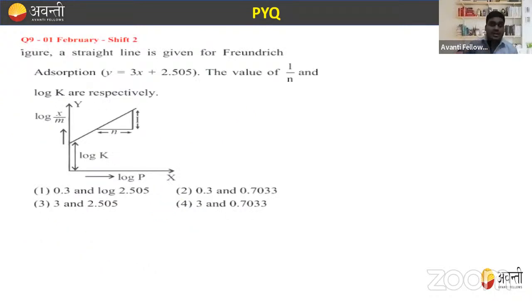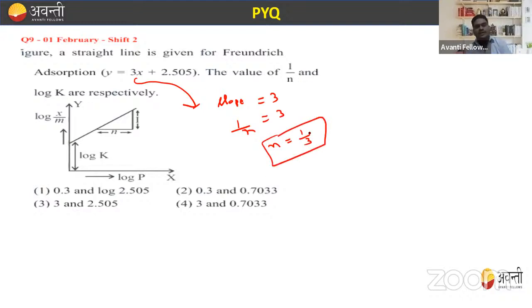Now, on the same basis, another question is going to be asked. In the given figure, a straight line is given for the Freundlich adsorption, y is equal to mx plus c, right? Mx plus c means what? This is the slope, okay? Here the slope is equal to 3. So we know that 1 by n is equal to 3. So n is equal to 1 by 3, right? N comes out to be 1 by 3, that is 0.33. So the first thing is clear, 1 by n.